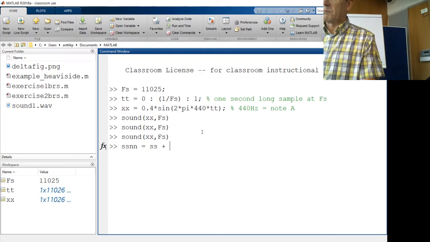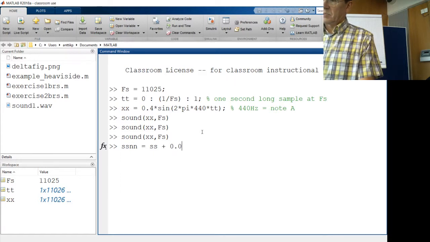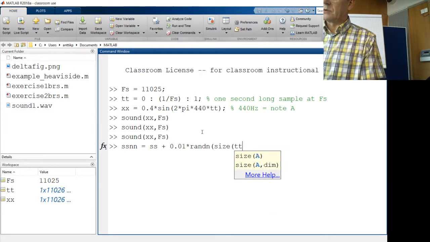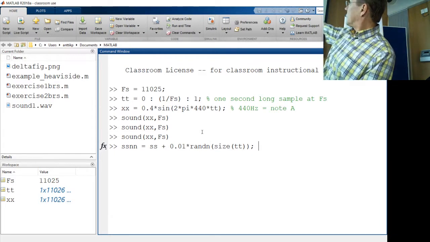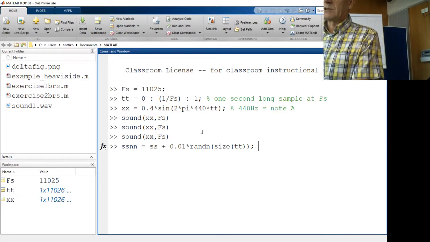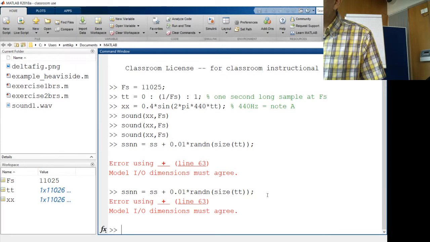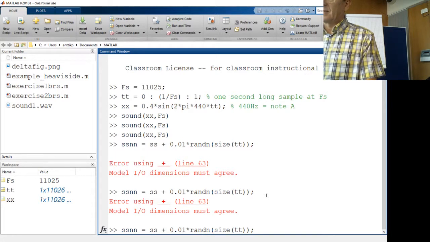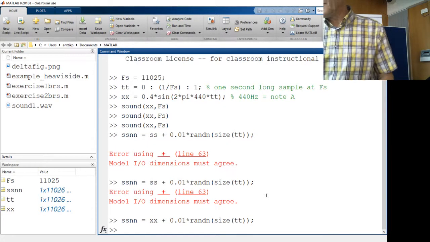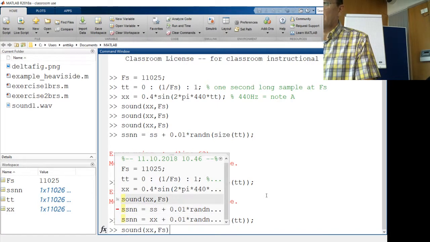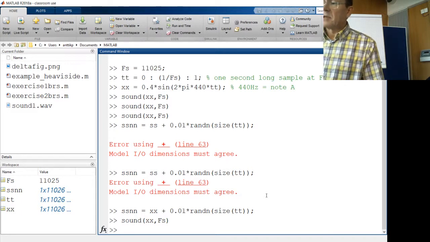SSNN equals SS plus, say, 0.01 times randn of size of TT. So this one gives me noise where the amplitude is 0.01. Not much noise, but anyways, just to put something. Oops. What is this one? Oh, not SS. I created XX. There we go. So it still sounds about the same.